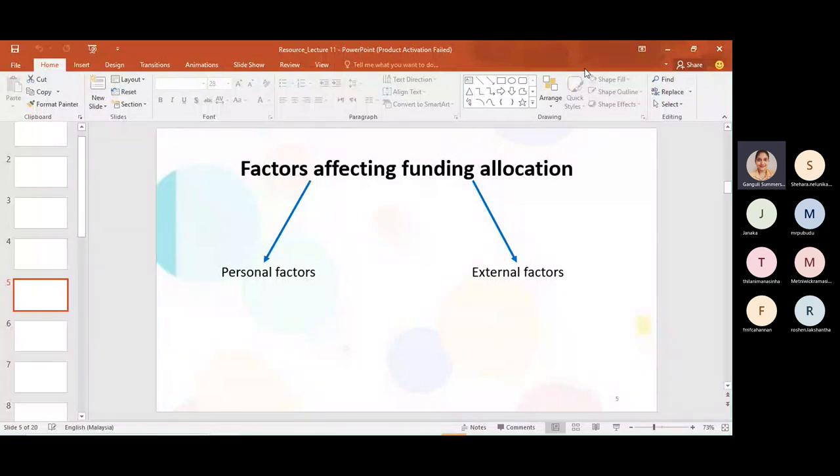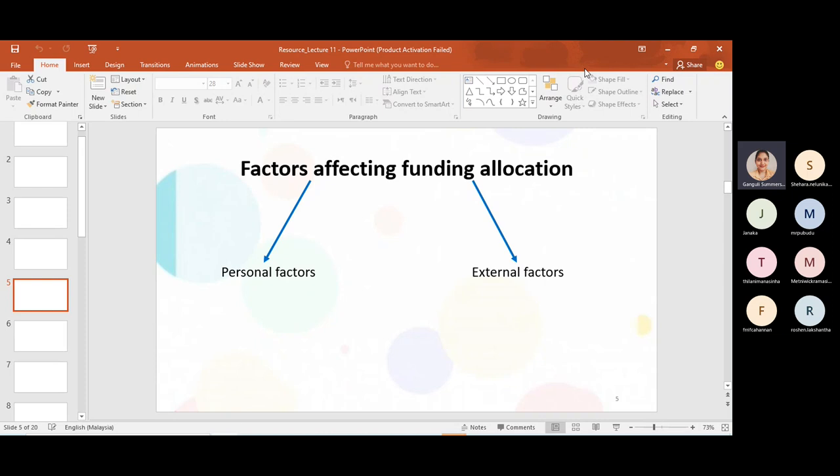Once you got your money through these sources, after getting your money through these sources, you are allocating this money for different purposes of the company, right? It can be bank overdraft, loan capital, share capital, sale of assets. However you obtain your money through these sources, the next step, the second step, is that you allocate this money for different purposes of the company.